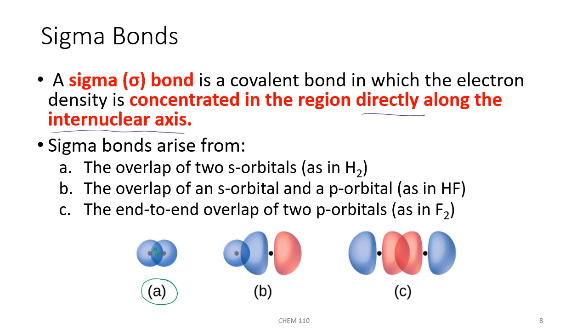Or B, the overlap of an s orbital and the end overlap of a p orbital. Here is where our sigma bond would be formed in B. And C, the end-to-end overlap of two p orbitals. And in C, here is going to be where our electrons become paired, right in that region of overlap. And so that would represent the third type of sigma bond that we saw.